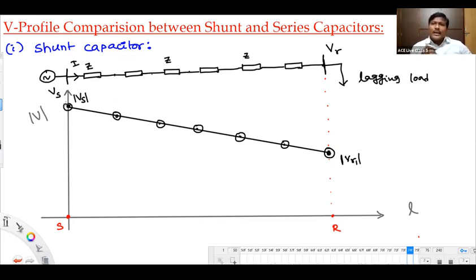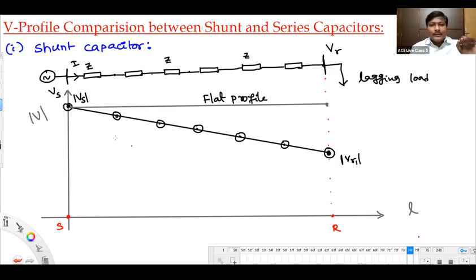Whether this voltage profile is good or not, how to decide? By comparing this with a flat profile. So I will be showing that flat profile for you. The flat profile is nothing but your Vs line only. Whatever this Vs line is, that is a flat profile, just for reference sake. I am drawing it.